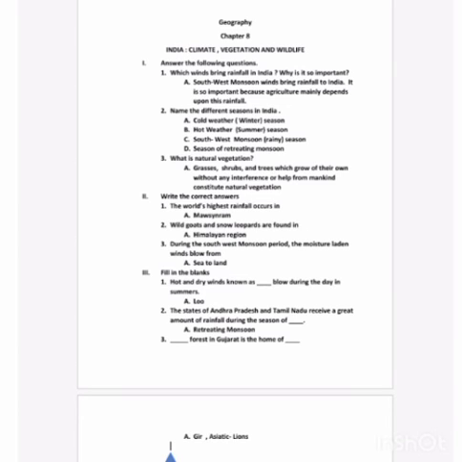The third and final question, dash forest in Gujarat is the home of dash. Gir forest in Gujarat is the home of lions. This is the third question. Okay children, these are the question answers from chapter 8, Geography, India, Climate, Vegetation and Wildlife. All of you should learn this chapter, read it and prepare notes. These are some of the basic question answers from this chapter.